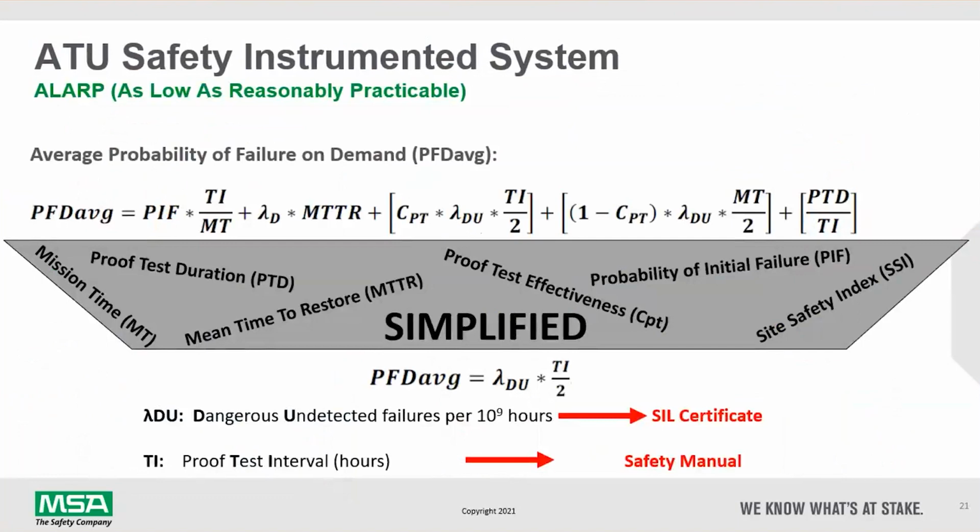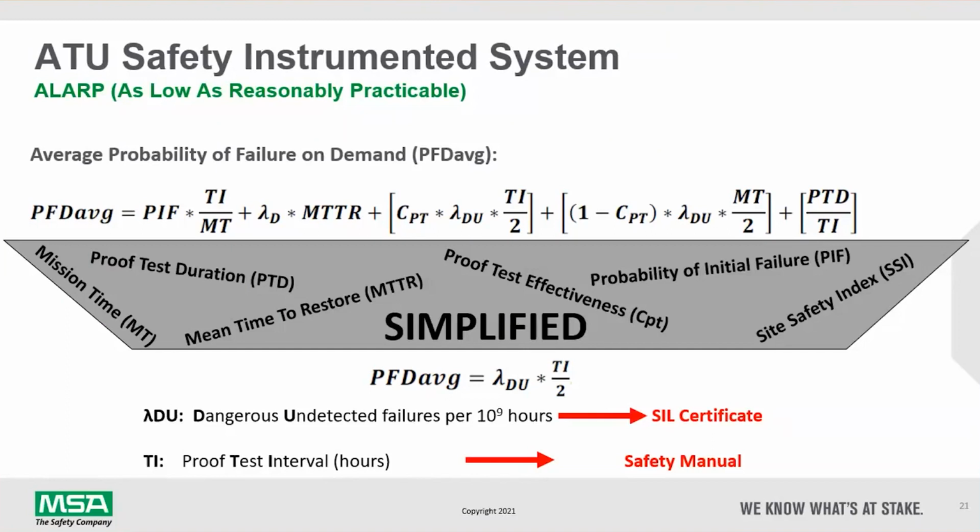Now we're going to take a look at the as low as reasonably practicable scenario. This is typically evaluated by the use of average probability of failure on demand. PFD, simply put, is how likely this device will fail when you really need it. As you can see, this calculation for the PFD average can be very complex due to many different conditions, such as the mean time of restoration and proof test effectiveness.